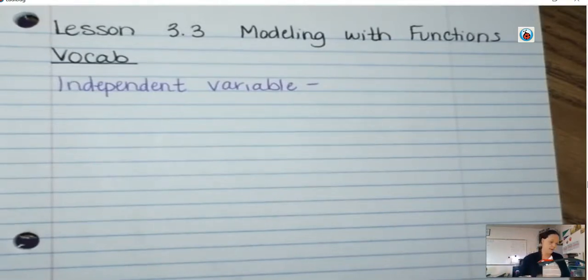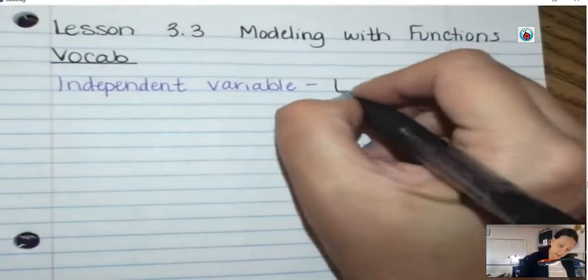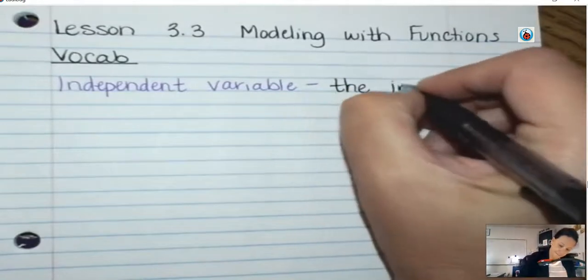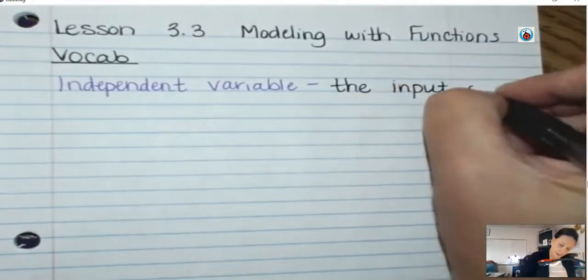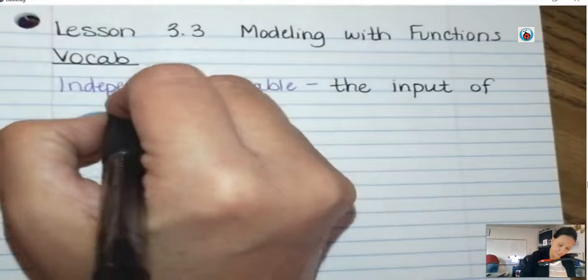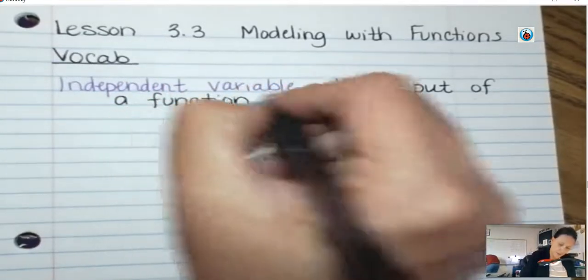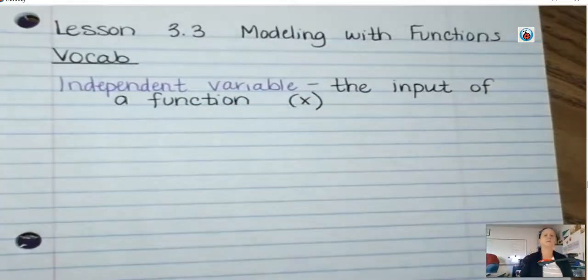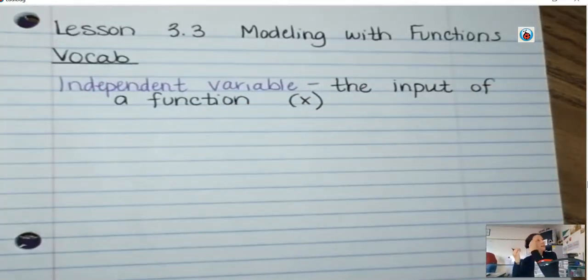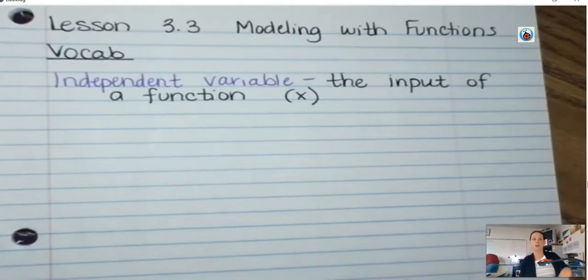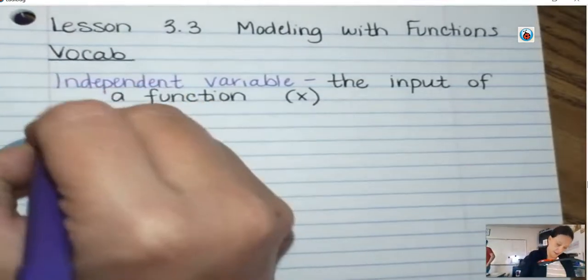Okay, an independent variable, that's the input of a function. Or we say it's the x, your independent variable. And you guys did independent and dependent last year in 8th grade science, so this should just be a kind of a review. Next vocabulary word, dependent variable.